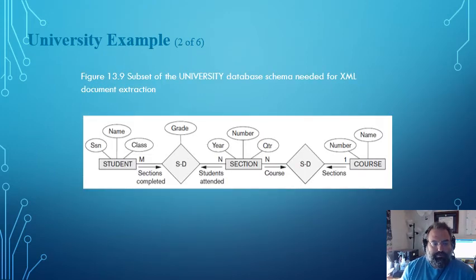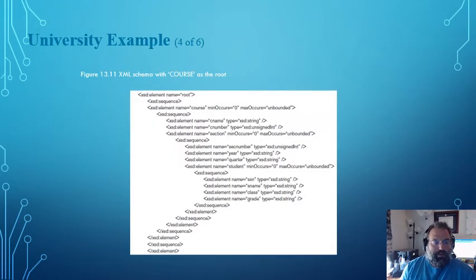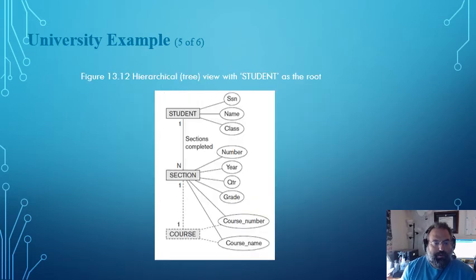13.9 is a subset of that university database needed for an XML document. The hierarchy tree view of courses as the root, and a potential schema for the course as the root sort of representation. And then a hierarchical tree with student as the root. So the basic idea here is that when you're modeling something that's inherently relational or tabular in a hierarchical fashion, you have to pick something to be the order in which they're presented. So in this case, you're presenting it as student, section, course.